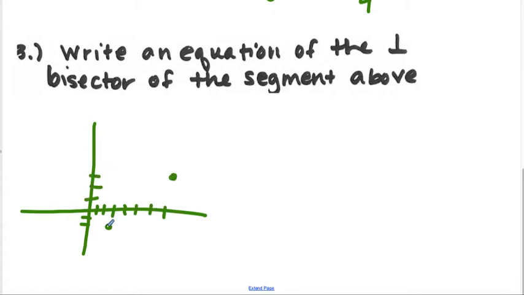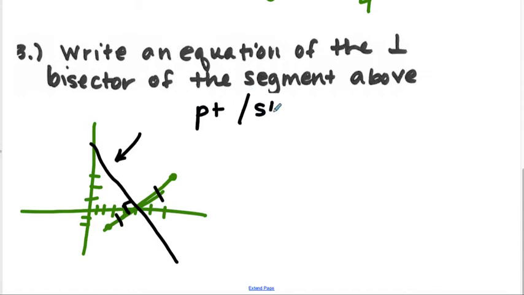So we had this segment that we knew its slope. And we wanted an equation of the perpendicular bisector of that segment. So something like that. A perpendicular bisector of a segment is a line, segment, or ray that bisects the segment at its midpoint and is perpendicular. So in order to write an equation of that line, I need a point and a slope.